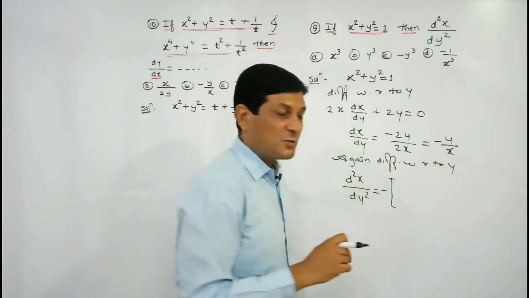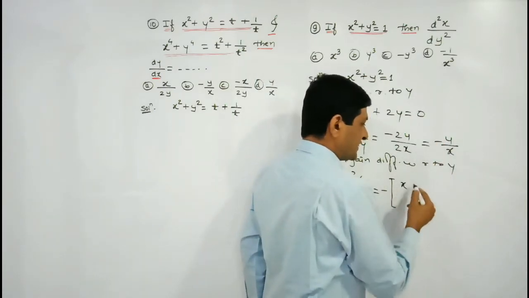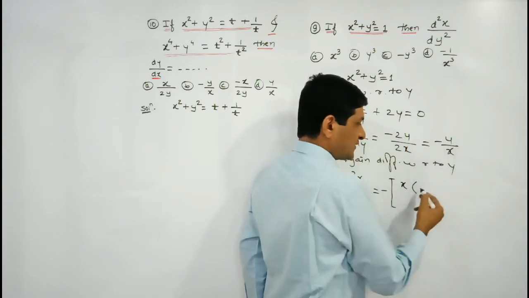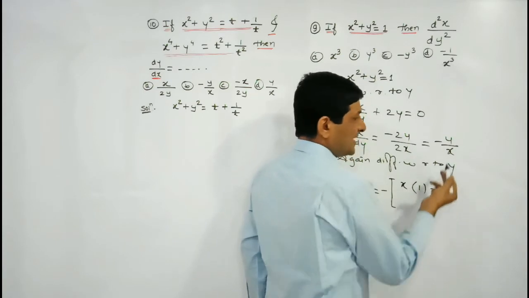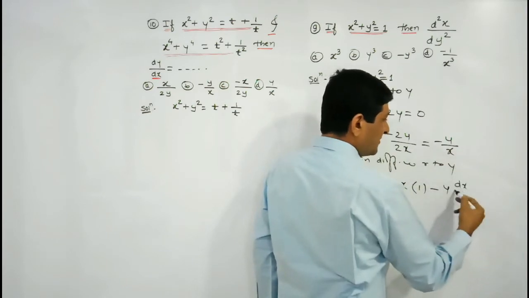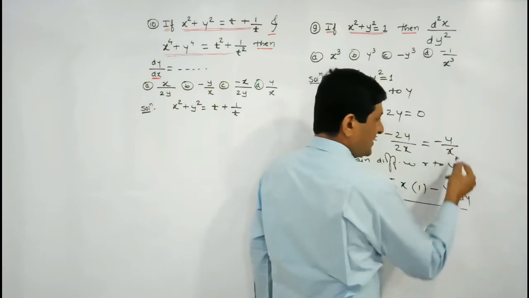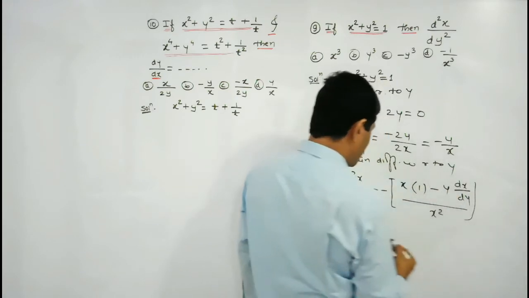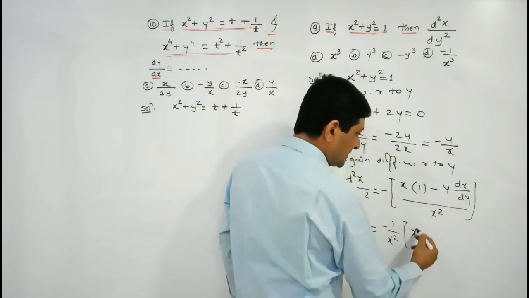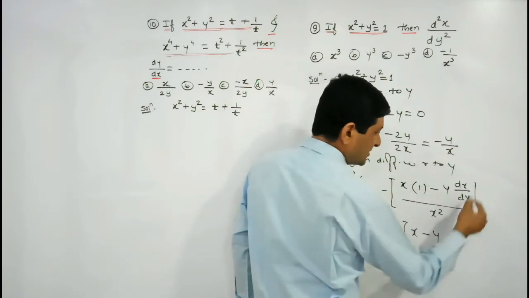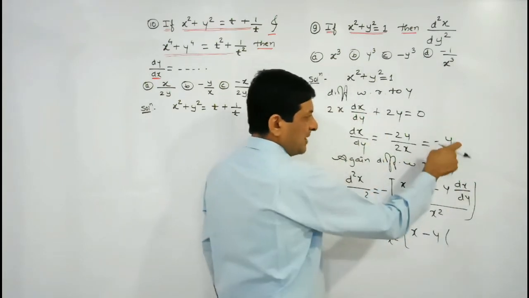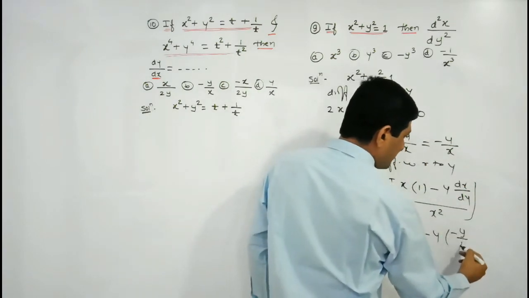According to the quotient rule, keep v as it is, means x as it is, and the derivative of u, here y, the derivative of y with respect to y is 1, minus, then keep y as it is, means u as it is, into the derivative of x. What is the derivative of x with respect to y? dx upon dy, divided by v square, means x square, which is equal to minus 1 upon x square. Taking this to one side, x into 1 leaves x minus y, keep it as it is, substitute the value of dx upon dy. What is the value of dx upon dy? It is minus y by x, minus y by x.